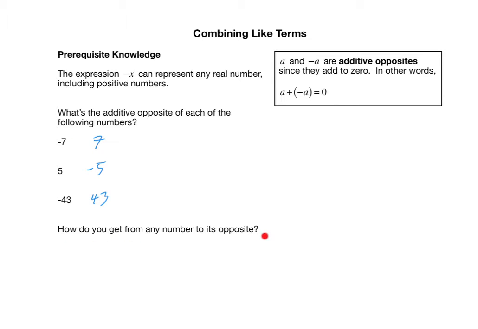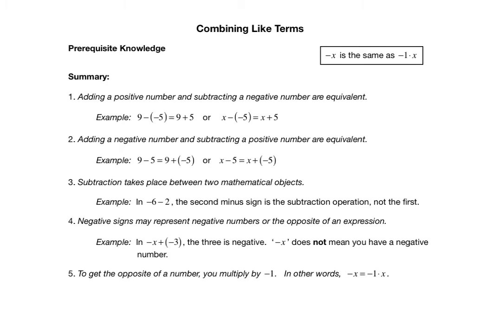So how do you get from any number to its opposite? That's the same thing as multiplying by -1. So multiplication by -1 gives you opposites. This implies that the opposite of x is the same thing as x times -1. When you multiply by -1, you get the object's opposite.